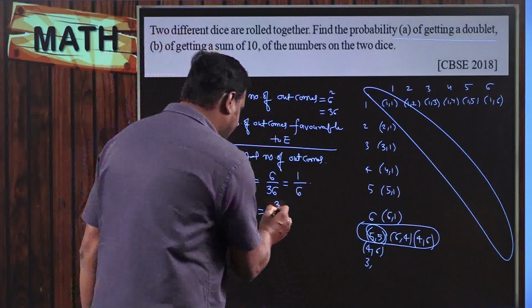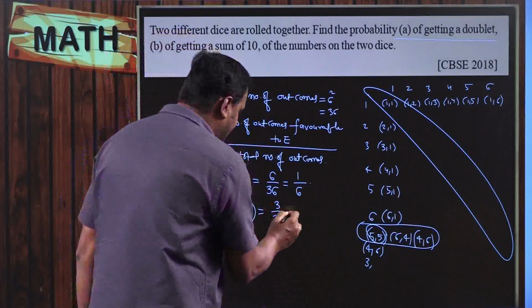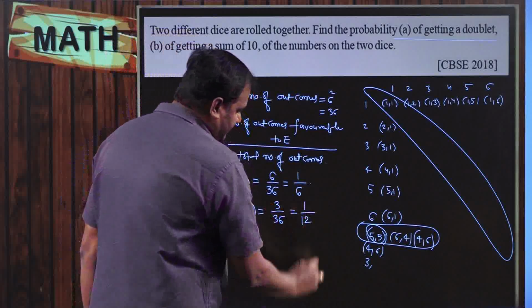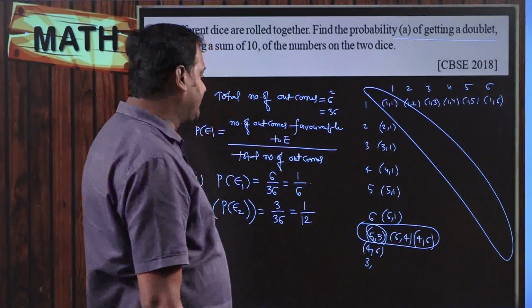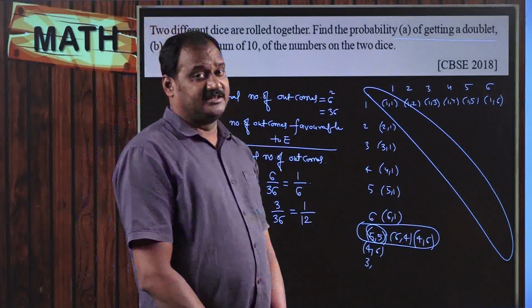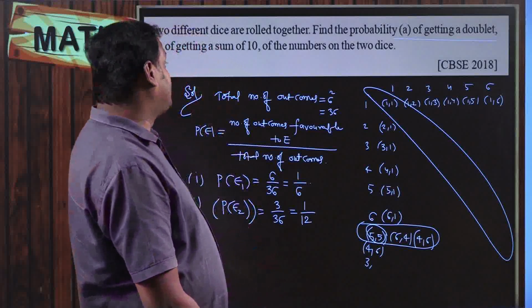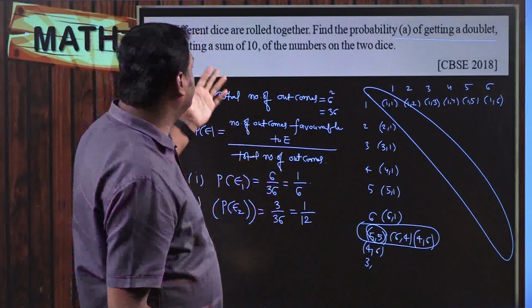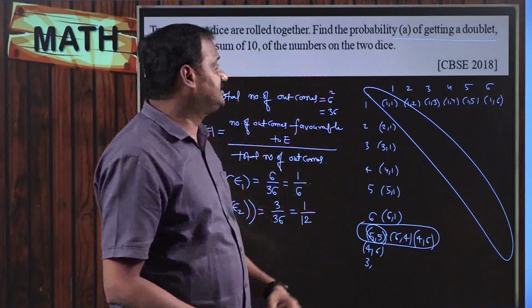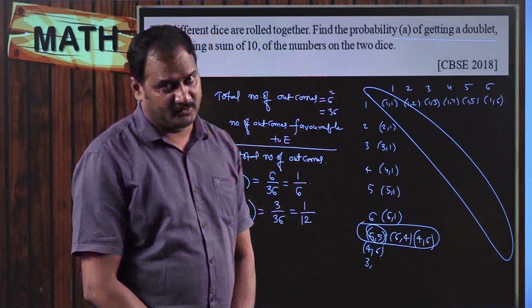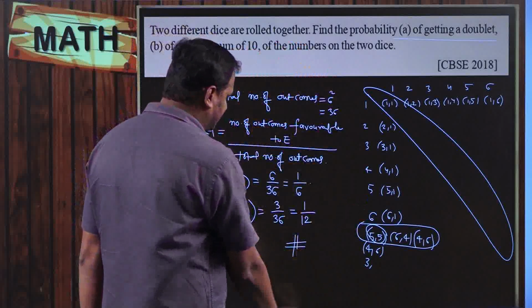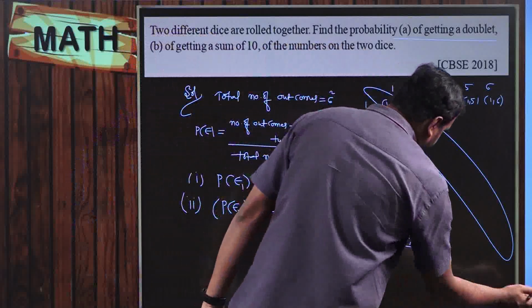Therefore, 3 divided by 36. 3 ones are 3, 3 twos are 6. So therefore 1 divided by 12 is the probability of getting an event whose sum is equal to 10 of the numbers on both the dice. Hope you understand. So this way you can answer these problems. Moving on to the next problem.